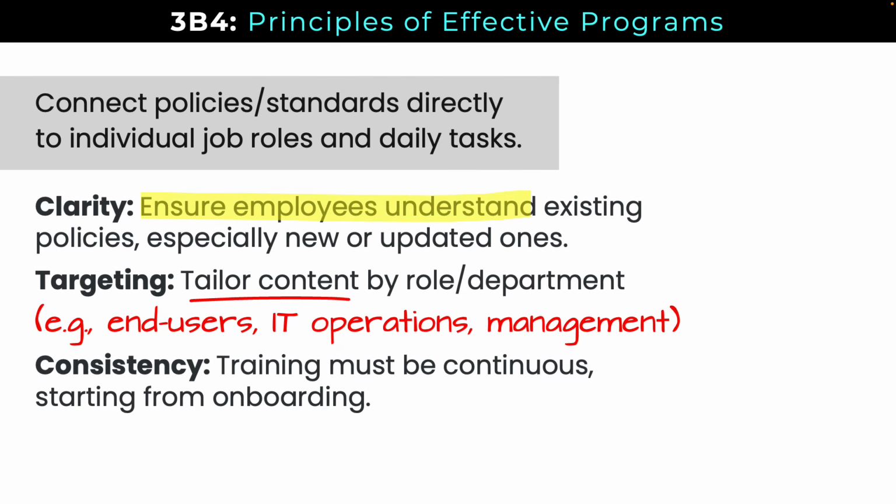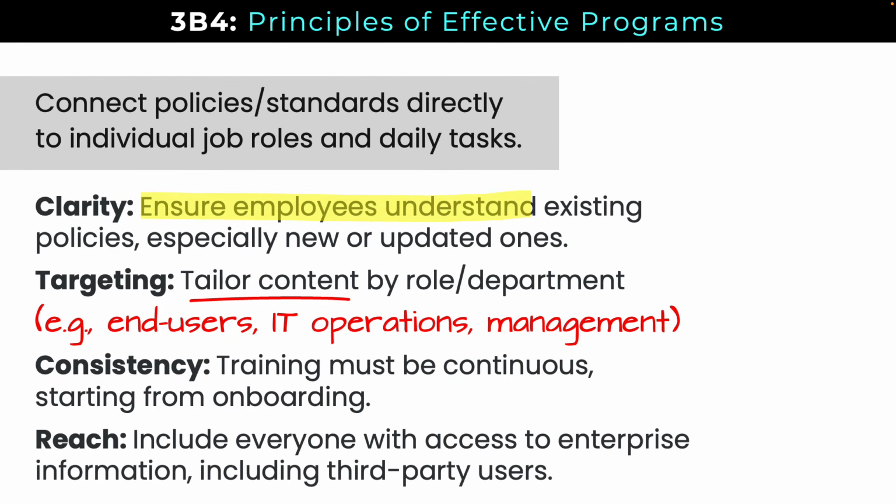Consistency. The training has to be continuous, starting from onboarding, and it has to be recurring. So typically security awareness training will happen maybe 2 to 4 times a year for the more general security awareness sessions, just to ensure we keep our users up to date. And the reach is important. It needs to include everyone with access to enterprise information. That includes our third-party users, those working for our vendors and partners, but with access to company data.